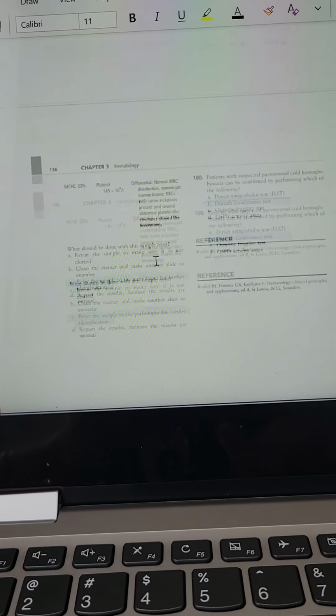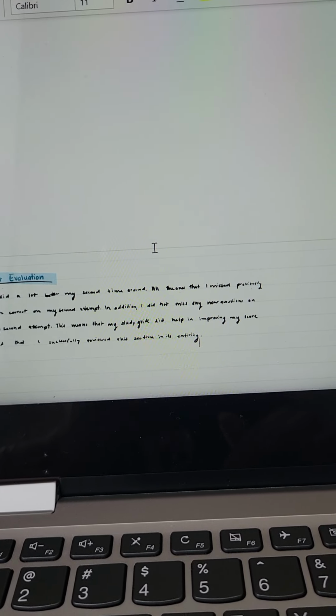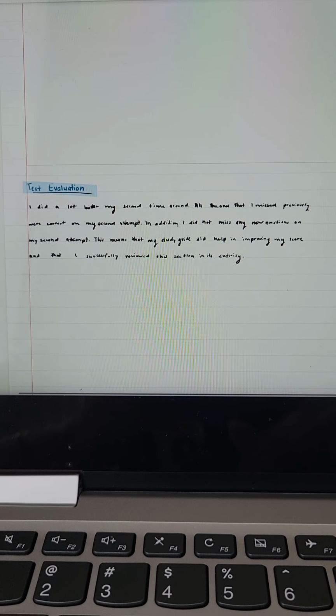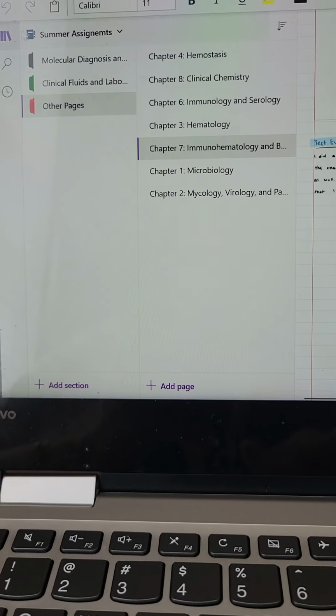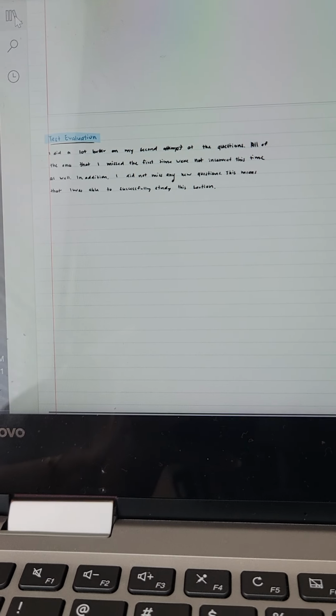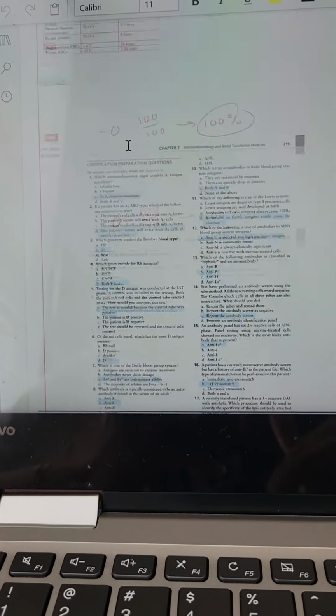If the correction was on the top, I think I got 100 on this one, and my test evaluation at the end on comparing how I did. Following that was chapter 7, immunohematology and blood transfusion, due August 15th.